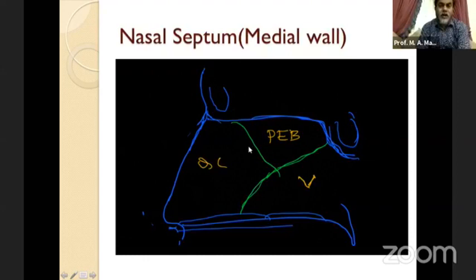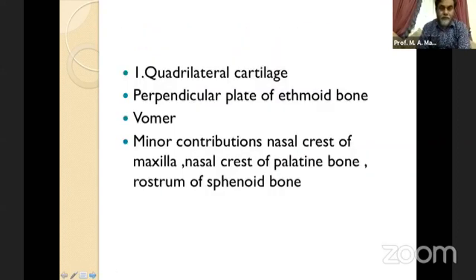And draw and label septum. Do this practice at your home, how to draw nasal septum. And this is a very diagrammatic picture I draw, okay? And practice this one. So quadrilateral cartilage, perpendicular plate of ethmoid bone and vomer, and minor contribution from nasal crest of maxilla, nasal crest of palatine bones, and rostrum of sphenoid bone, as I said.